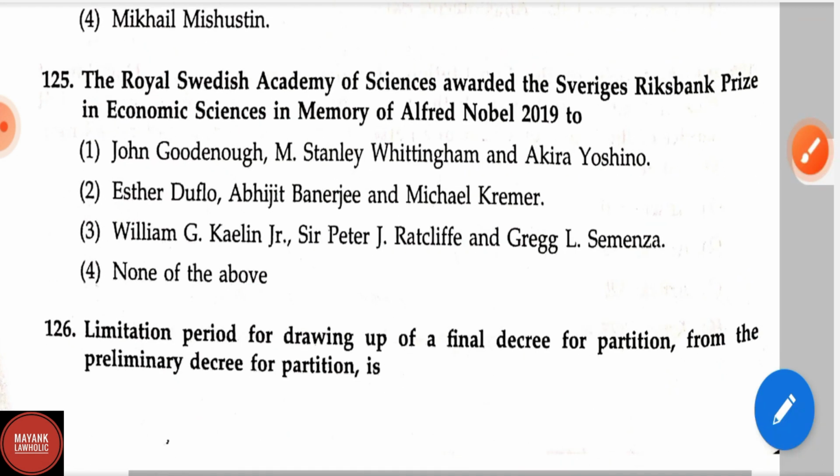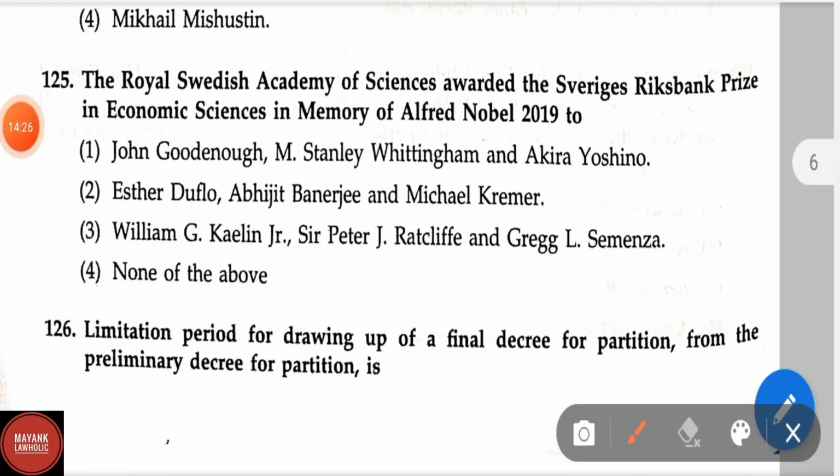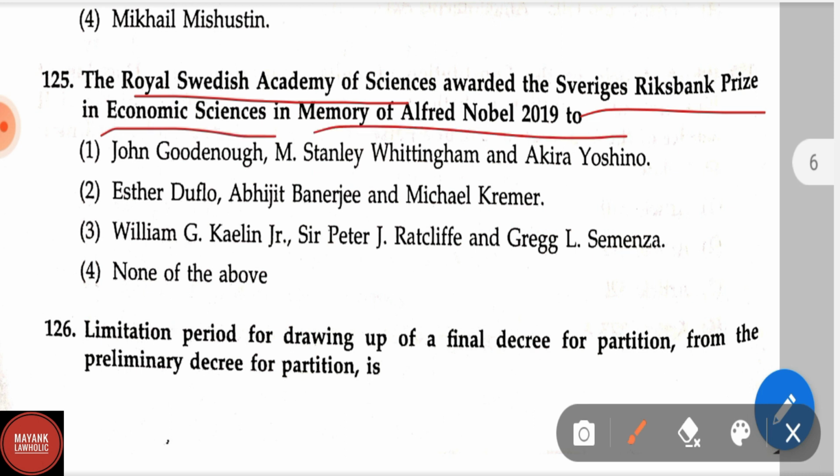Now let us see question number 125. Again, this question is related to current affairs. The Royal Swedish Academy of Sciences awarded the Sveriges Riksbank Prize in Economic Sciences in Memory of Alfred Nobel 2019. Basically, they are asking the Nobel Prize winner in economics for 2019. The correct answer, as we all know, is Abhijit Banerjee, an Indian, and his wife Esther Duflo, who were co-winners in economics. So this is a very important question we all must know. And with them, Michael Kremer was also there in the economics Nobel Prize. So this is the correct answer.